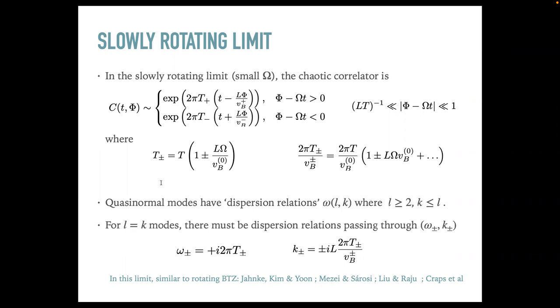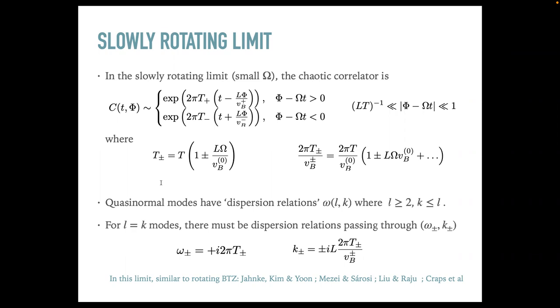In the slowly rotating limit, if we look at modes which have L equal to K, so for some particular subset of these modes, what we'll find from the pole skipping analysis is that there must be dispersion relations which pass through these two special points in this Fourier space, where the frequencies give us these two temperatures, and the wave numbers give us the two butterfly velocities. In this slowly rotating limit, things look very similar to the rotating BTZ black hole, which has been studied before. The rotating BTZ black hole has two different growth rates and just one butterfly velocity. That's a speciality of three dimensions. So in four dimensions, you get two different butterfly velocities as well.